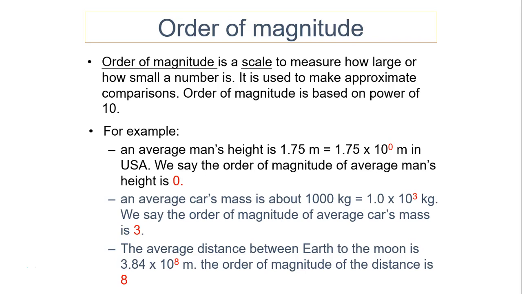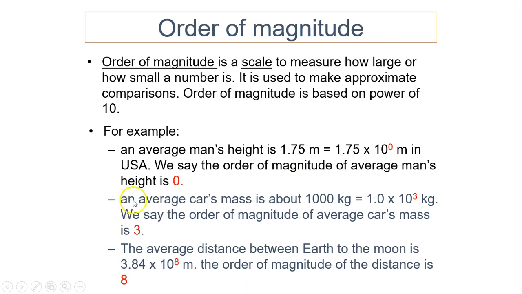So basically, we want to compare, is this number close to 1 or is this close to 10? So obviously, I know this number is close to 1. But sometimes it's not so obvious. In this case, 1.75 is the same as 1.75 times 10 to the 0 meters. You see this is 10 to the 0, this is 1. So the power over here indicates order of magnitude. So we say this number, 1.75, has an order of magnitude of 0.